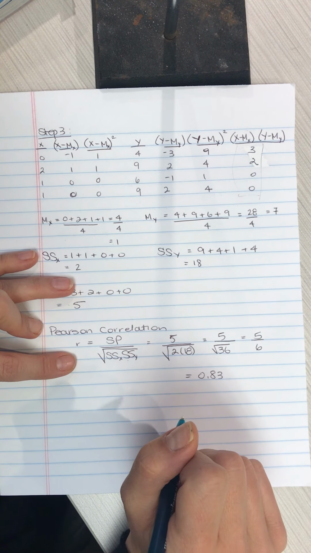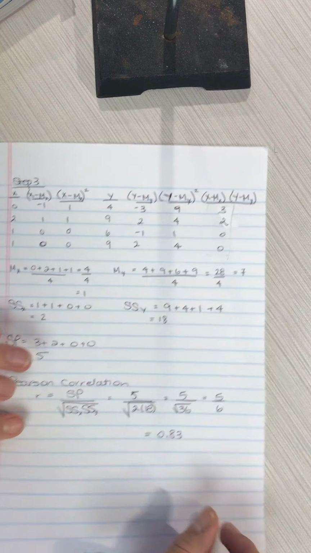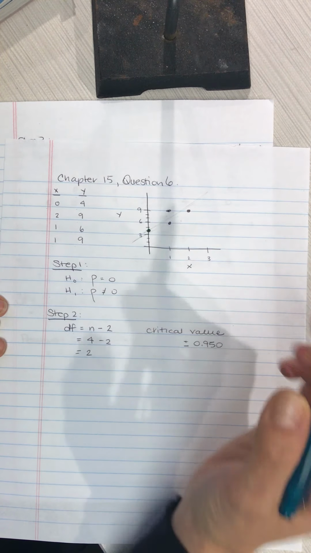which is equal to 0.83. So the good news for us right now is that our correlation is positive, and that's what we predicted with our scatter plot.